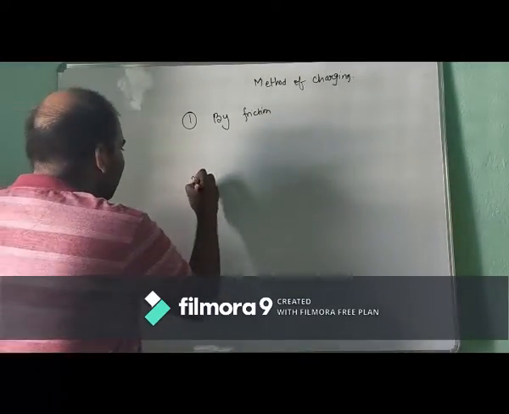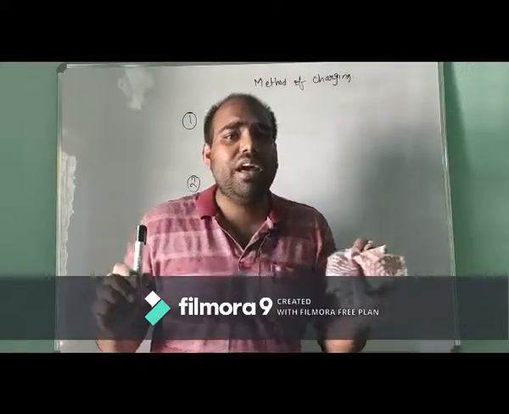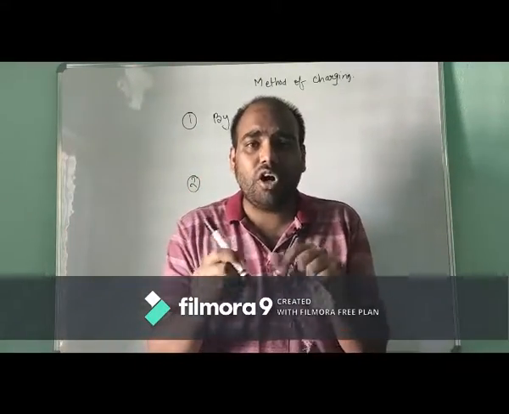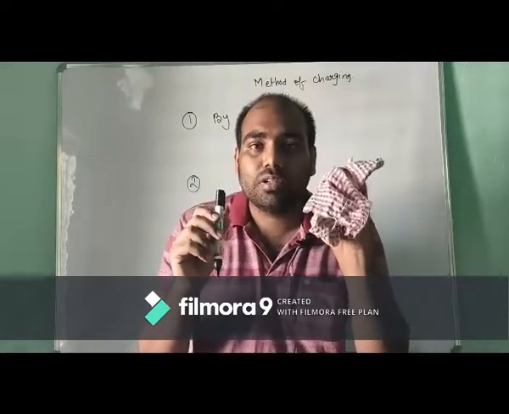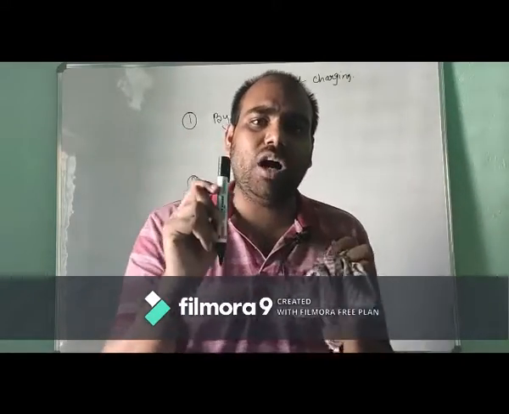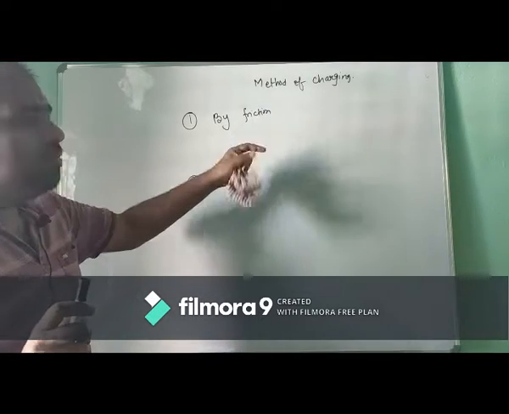Now, why is the glass positive and why is the silk negative? Not always will the silk be negative and not always will the glass be positive. It depends upon the electron losing tendency of glass and silk. Whoever wins in losing tendency of electrons will acquire a positive charge. So this is the method by friction.